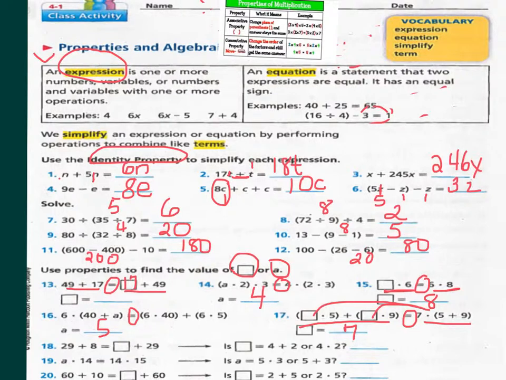All right, let's look at number 18. 18 says 29 plus 8 equals box plus 29. Is the box equal to 4 plus 2 or 4 times 2?